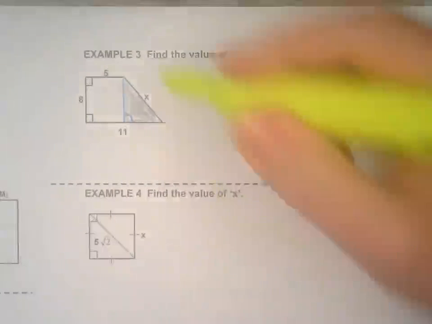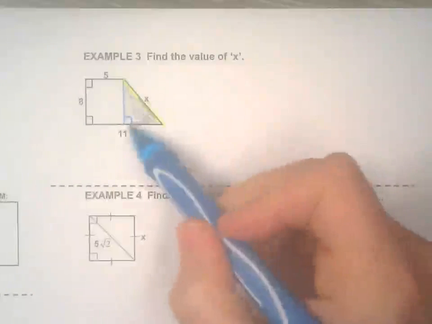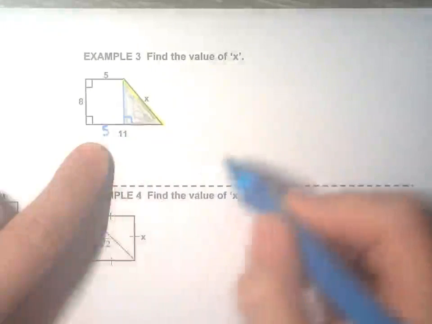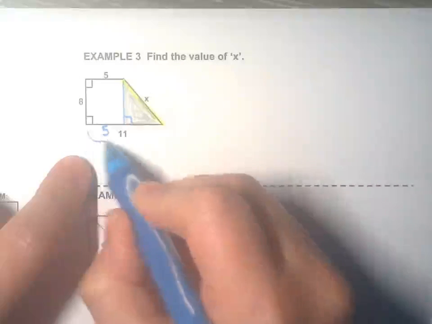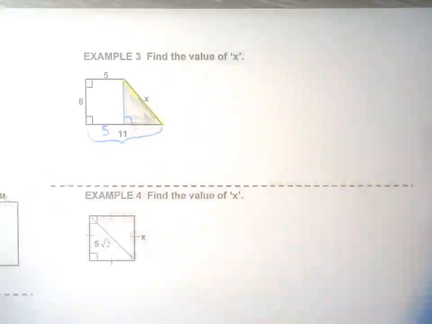Again, I like to highlight the hypotenuse, and the hypotenuse is the side across from the 90 degree angle. It's across from the right angle. So if this side is 5, this 5 is side 5. If this whole thing is 11, this part only over here that I'm going to make pink.